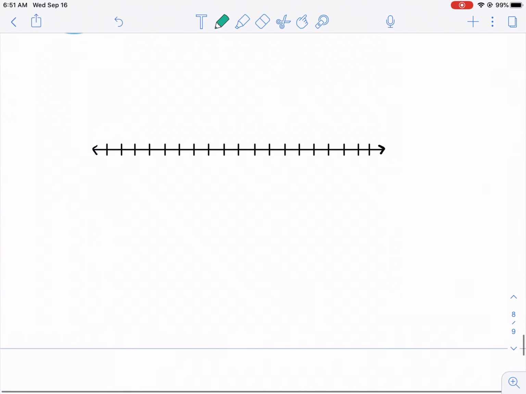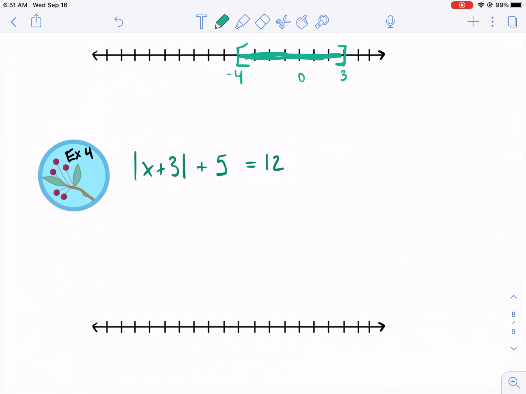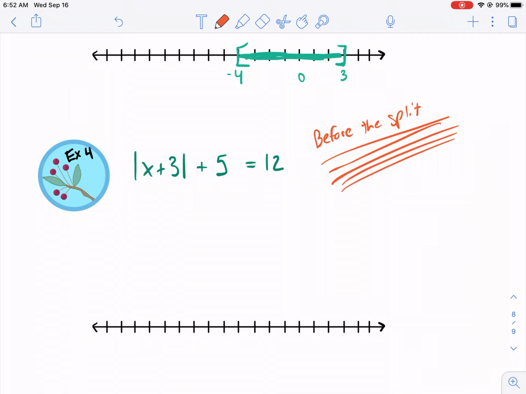I think this is our last example. Good. Let's shorten this video up. This is a good one because we notice that the absolute value is not by itself. We have this annoying plus 5. So before the split, okay, very important. I don't know how much more I can emphasize this. Before the split, you need to get that absolute value by itself. So that means we subtract 5.